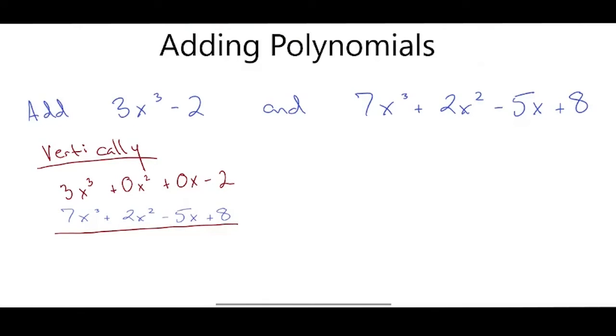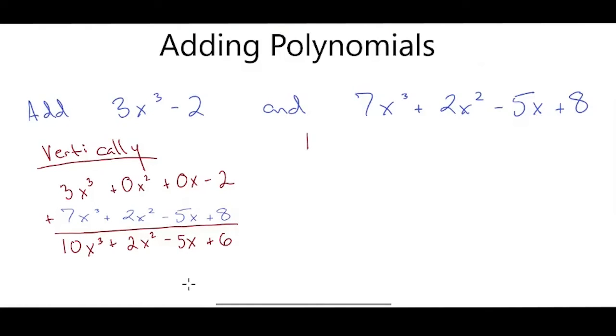So now I add them together. So I start on the right and I have negative 2 plus 8. That's 6. It's positive 6. So I'll say plus 6. Then I have 0x minus 5x. Well, that's negative 5x. Here I have 0x squared plus 2x squared. Well, that's positive 2x squared. And I have 3x to the third plus 7x to the third, and that's 10x to the third power.